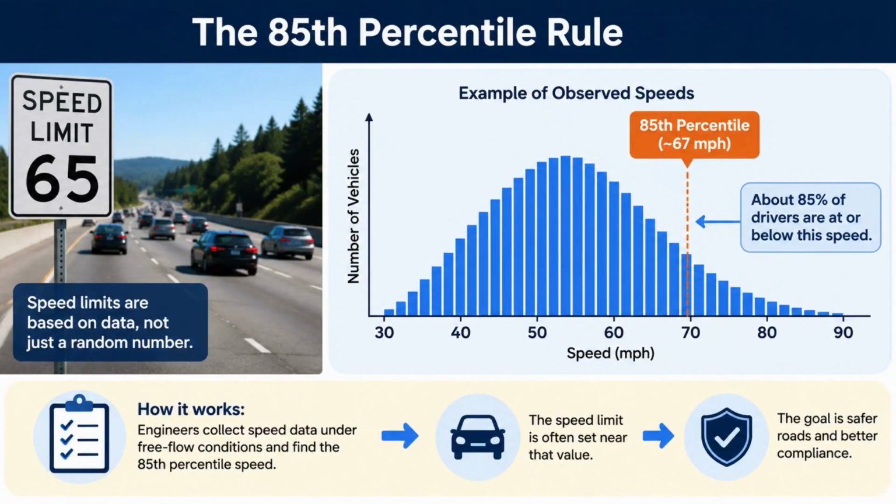One of the most common methods of determining the speed limit is called the 85th percentile rule. Engineers measure how fast drivers naturally travel when traffic is light and the weather is good. Imagine a graph showing the speed of every vehicle. The point where 85% of drivers are traveling at or below becomes one of the main pieces of information used when choosing a speed limit.